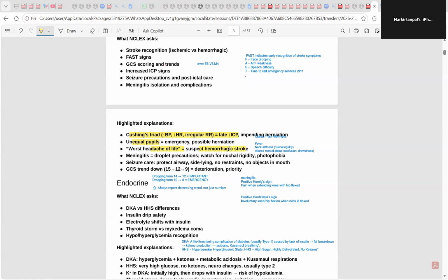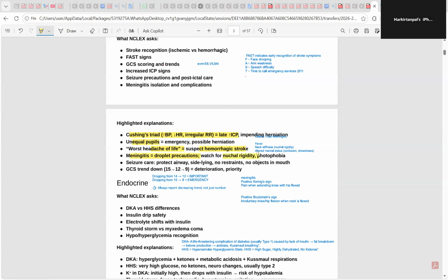because hypertension is the main root cause of hemorrhagic stroke, that means the rupture of a blood vessel. So when the BP is shooting up, the first symptom is a severe headache. That is the primary symptom of hypertension. If the client has the worst headache of their life, that indicates hypertension or a hypertensive crisis, which can cause hemorrhagic stroke. And for meningitis, usually we recommend droplet precaution.